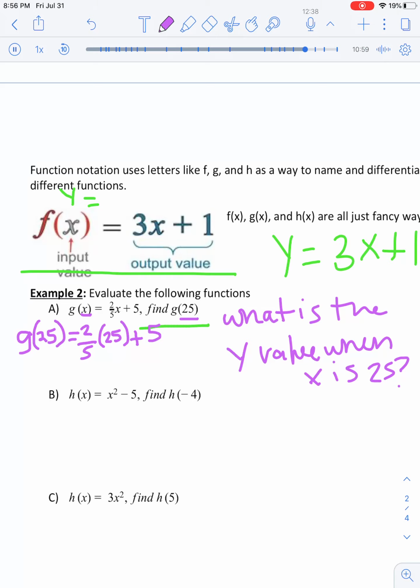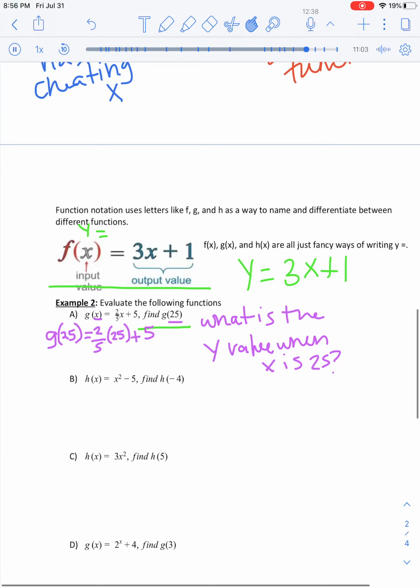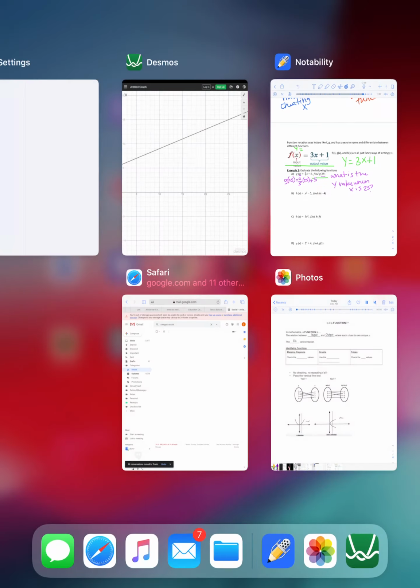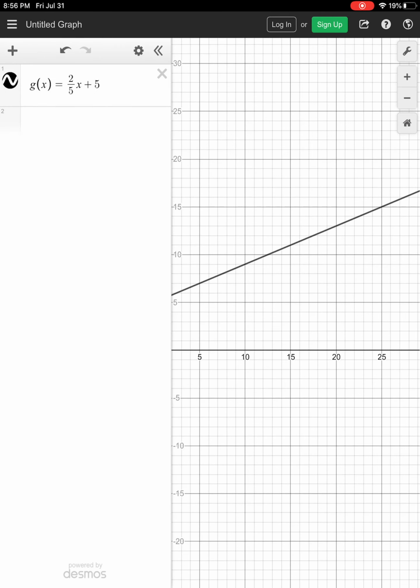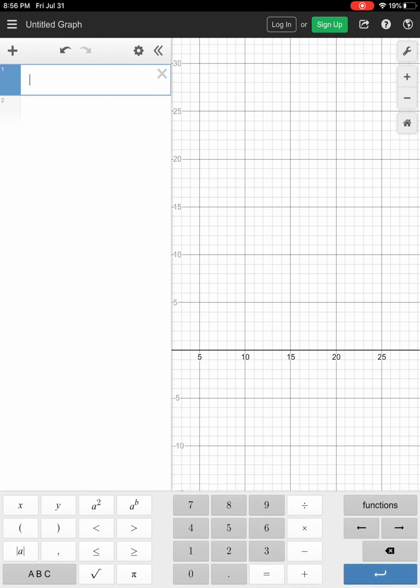Okay, so I'm going to show you two ways that we can evaluate these functions. I'm going to open up my calculator here, and I'm going to plug in exactly what I wrote. I'm going to plug in the right side into my calculator. So I'm plugging in 2 over 5, and then parentheses 25 plus 5, and that gives me 15.